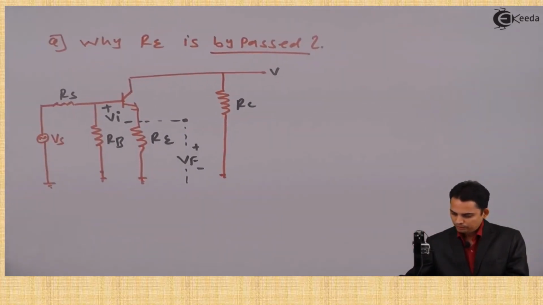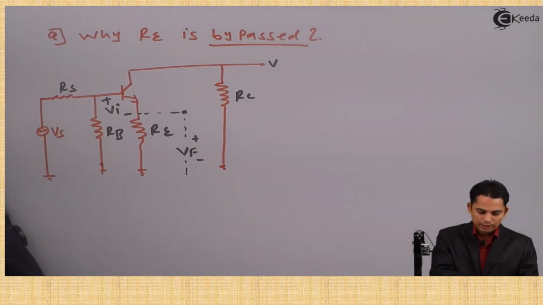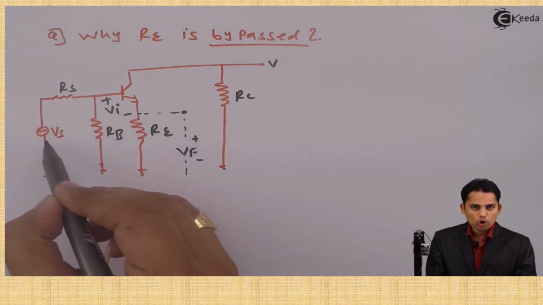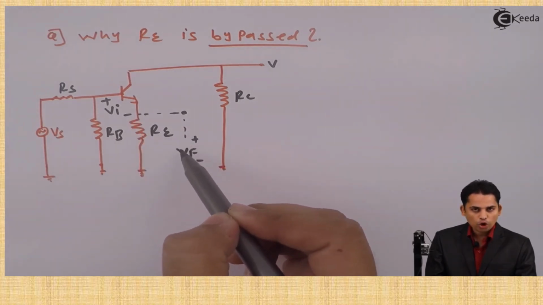But at the same time, we are having something called as AC analysis. So we must know what is the effect of Re during AC analysis. Now, this is a circuit diagram of transistor having Re or emitter resistor. What we have done is, we have short circuited all DC batteries present in the circuit. Now, circuit diagram will look like this. This is input AC applied or called as source voltage. This is actual input across transistor called as Vi, and this is feedback voltage across Re.